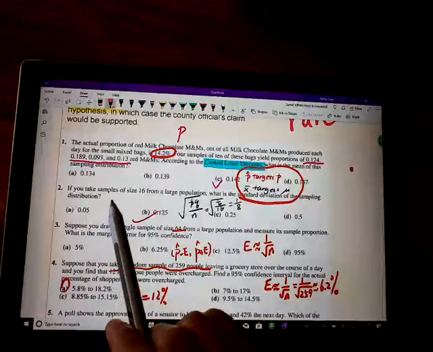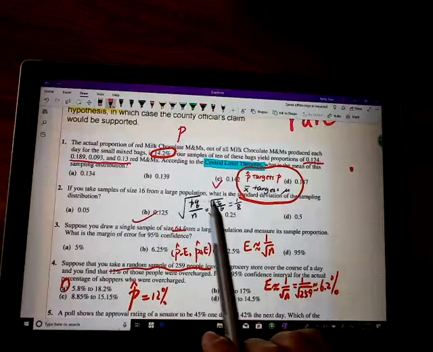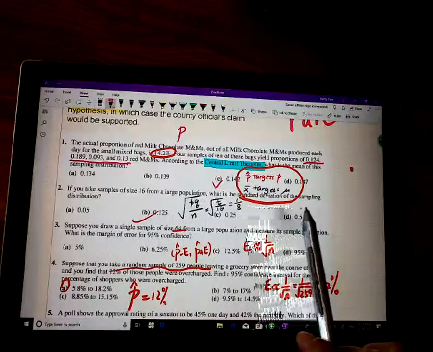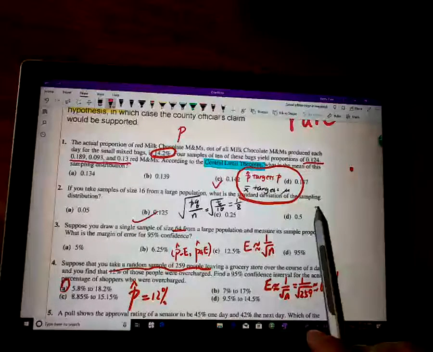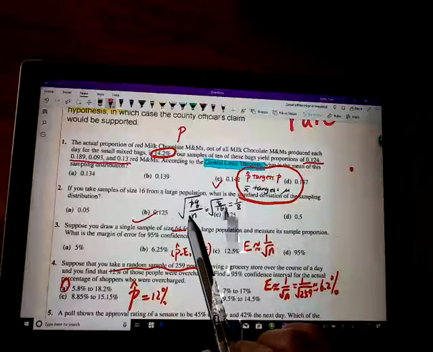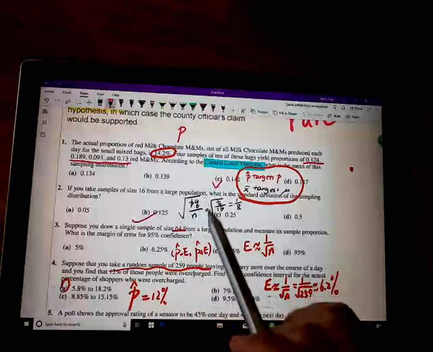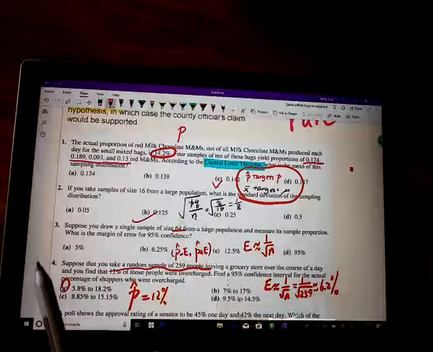Number 2, if you take samples of size 16 from a large population, what's the standard deviation of the sampling distribution? This is also beyond the scope. That's B, but let's skip it. It takes a lot of time to explain why the formula is like that.